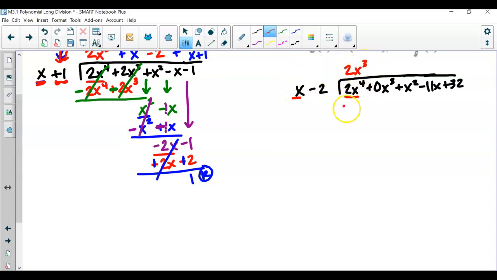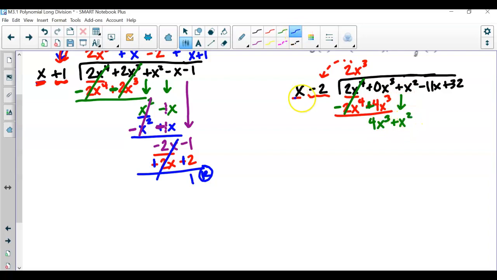So now I know when I multiply, I've got 2x to the fourth, but don't forget to distribute to the negative 2. 2 times negative 2, negative 4, so negative 4x cubed. Then now what do we do? Change the sign. Good. So a negative and a positive now. So that's 0. But 0 plus 4 is now 4x cubed. Then what do we do? Bring down. Good. So plus x squared.